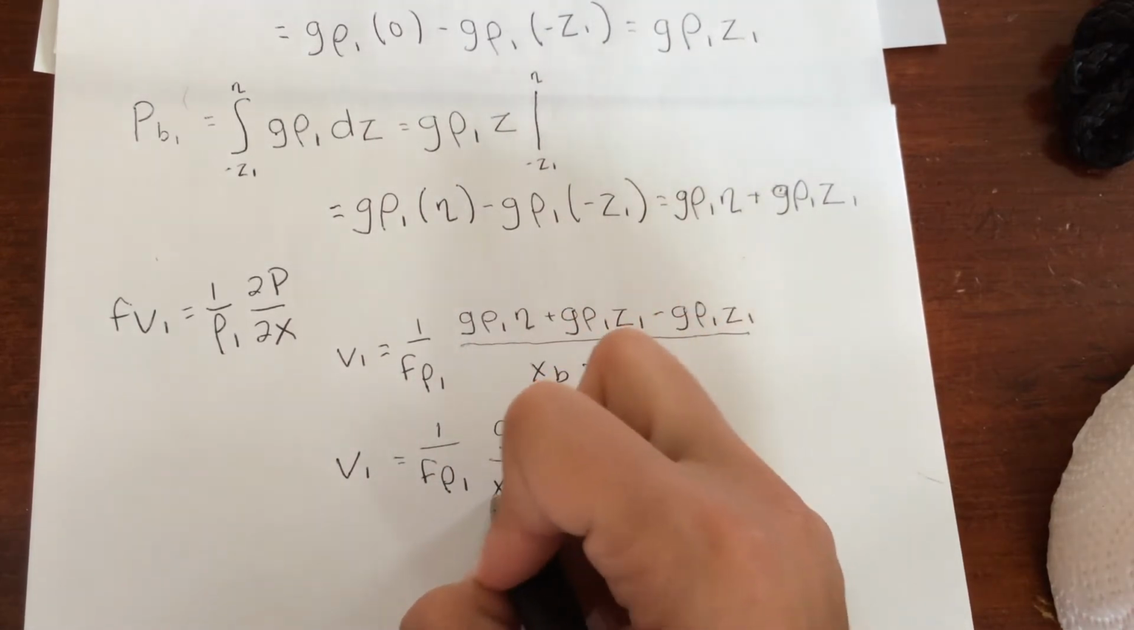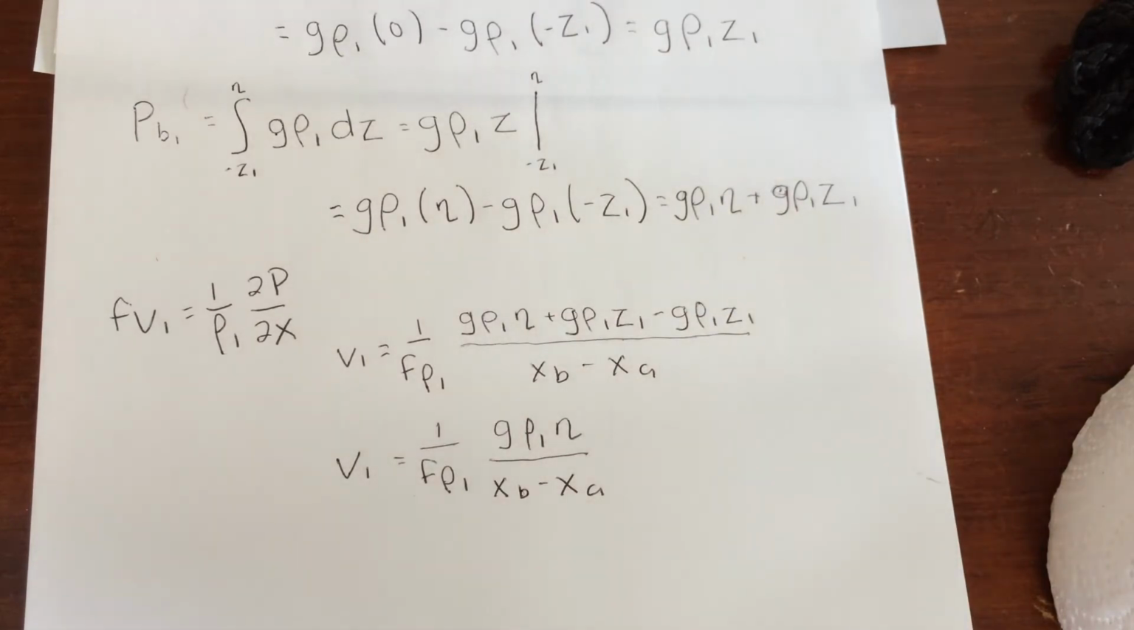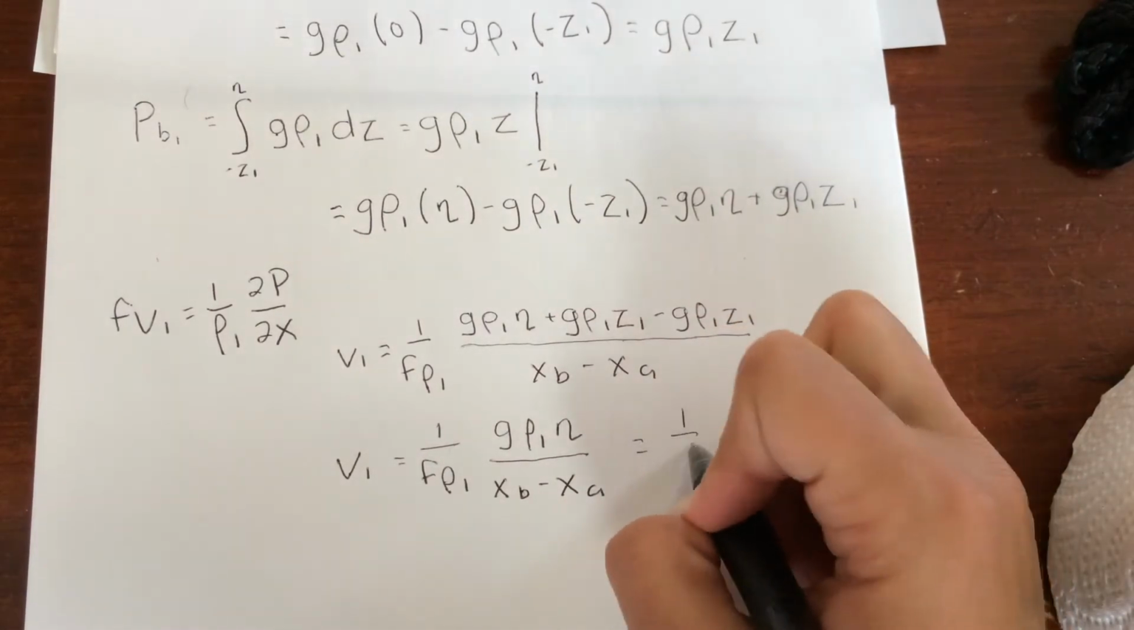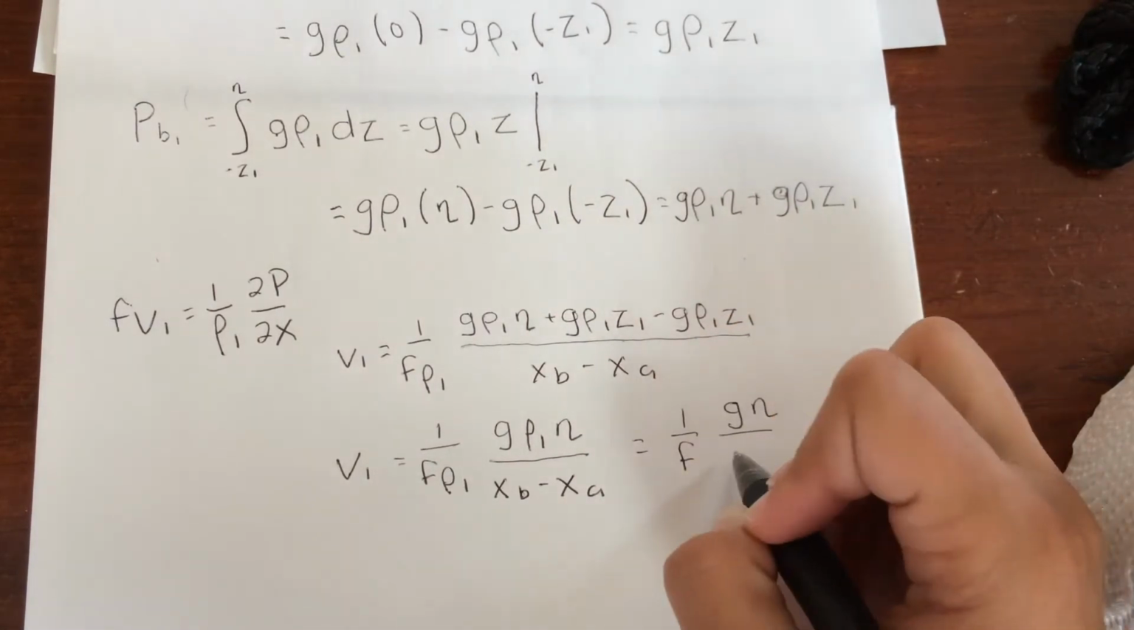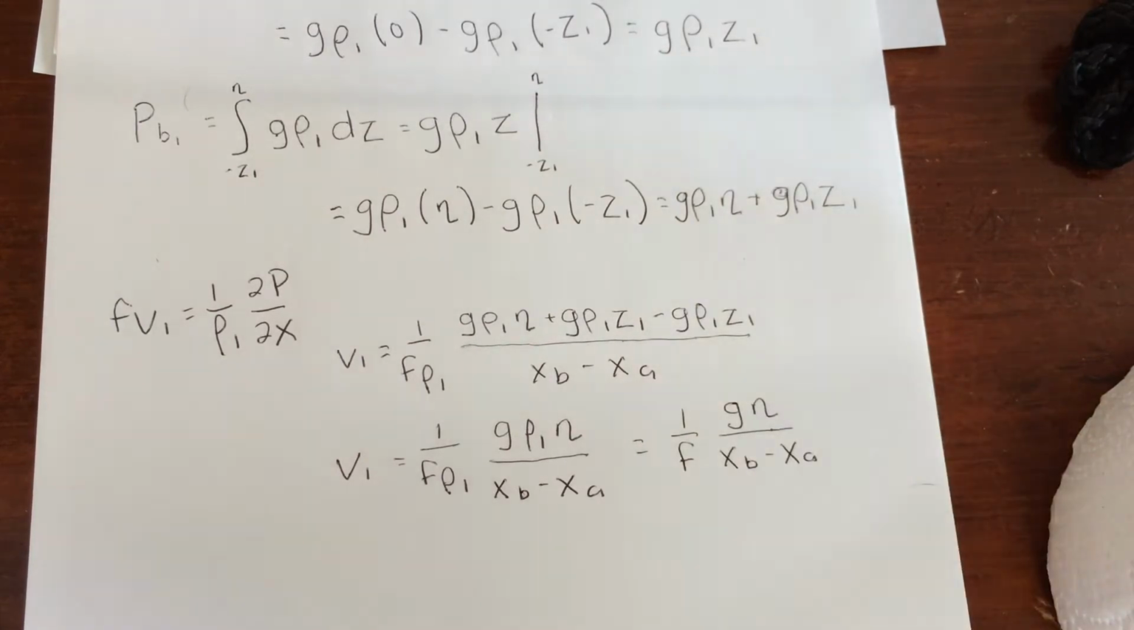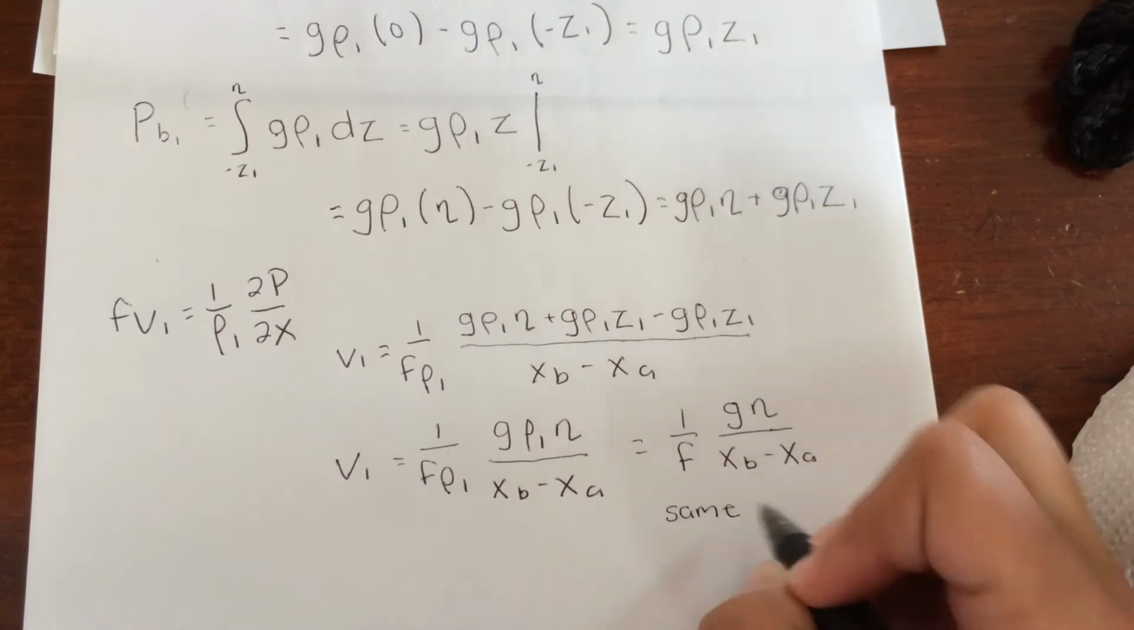So substituting into the geostrophic equation and solving for v1, we can simplify the equation down and notice that our answer is the same as our simple case. We know that the velocity in this layer is once again equal to 0.1 meters per second.